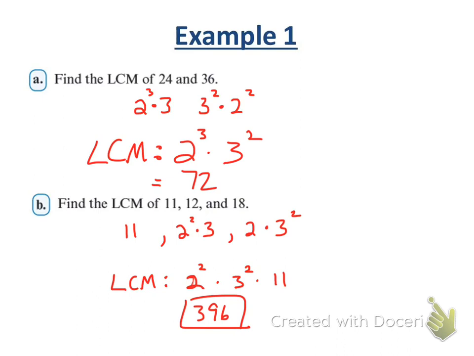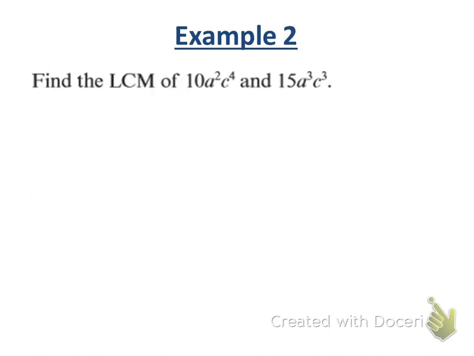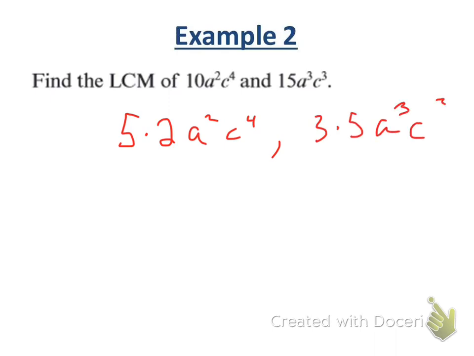So that's how we would find the LCM of a numerical expression. Well, let's talk about what this would look like. It's going to be the same process. What are the factors of 10a squared c to the fourth? 5 times 2, a squared c to the fourth. We don't have to expand that. Right? What's 15 going to be? 3 times 5, a to the third, c to the third.